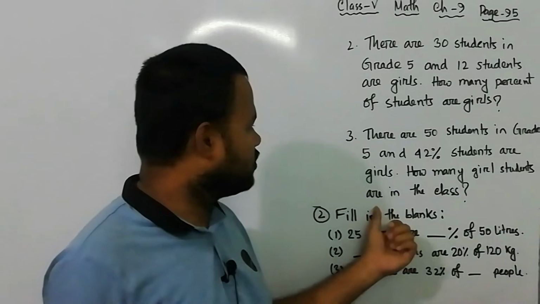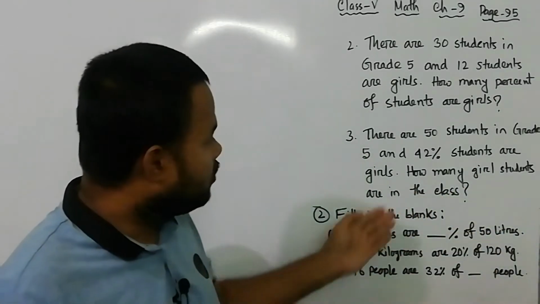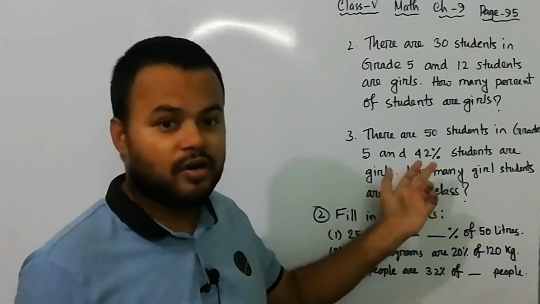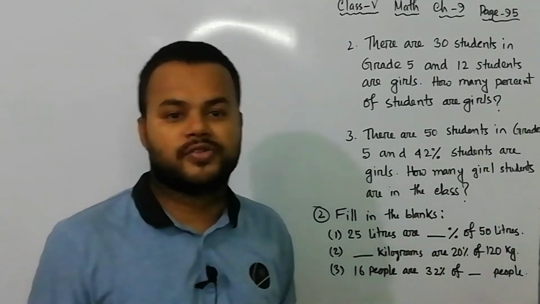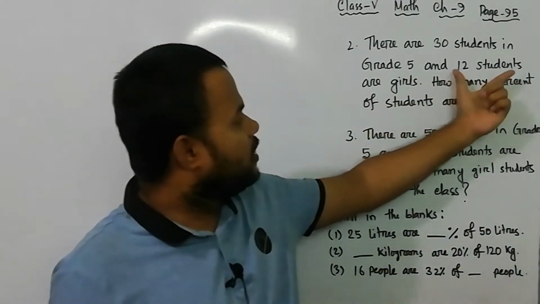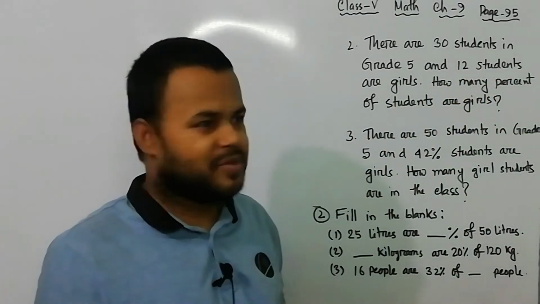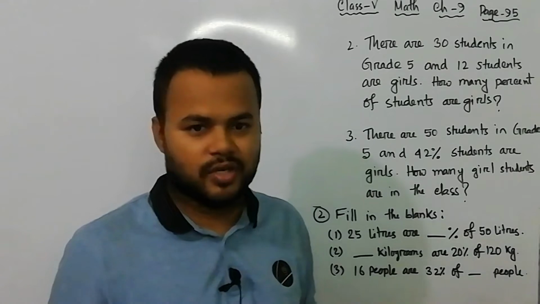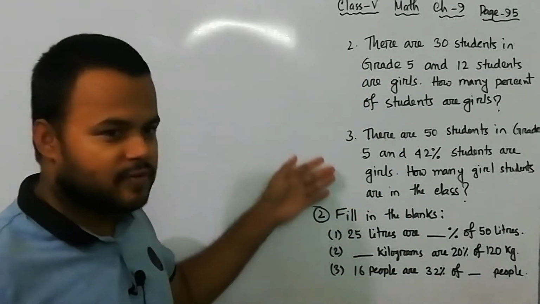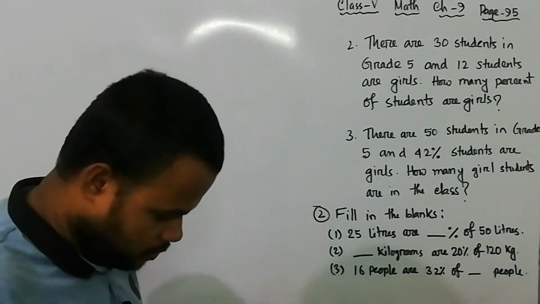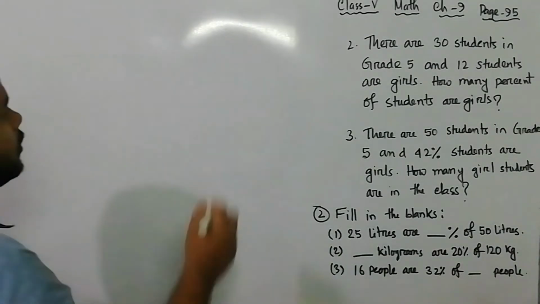And here number 3: there are 50 students in grade 5 and 42% of students are girls. How many girl students are in the class? Here you are given the percentage of girl students and you have to find the number of girl students. In the other, you are given the number of girl students and you have to find the percentage of girl students. Two problems here, both different from each other.